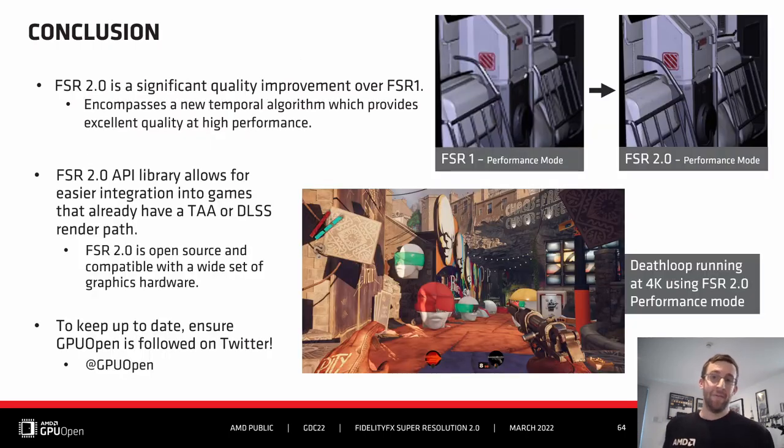And with that, we are at the end of the presentation today. In conclusion, FidelityFX Super Resolution 2.0 is a significant leap in quality over FSR 1. Its new temporal algorithms provide excellent quality and are optimized for extremely high performance. As seen in the zoomed in images here, FSR 2.0 dramatically increases edge quality and visual clarity. It's released as a library, exposing an API making integration simple for games which already have TAA render paths. It's open source, compatible on a wide set of graphics hardware without any dependency on machine learning, and will be released on AMD GPU Open.